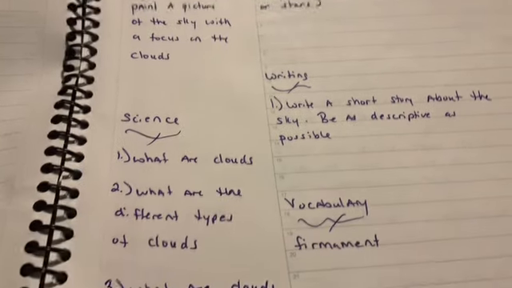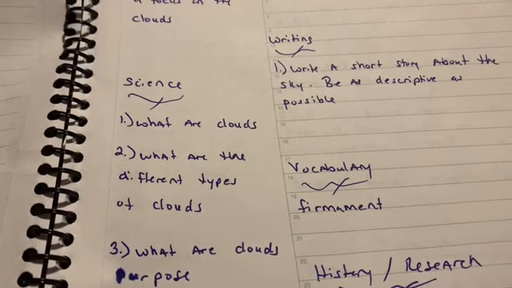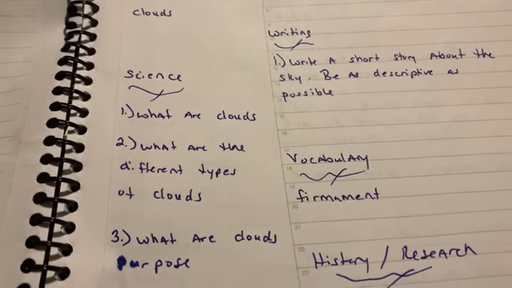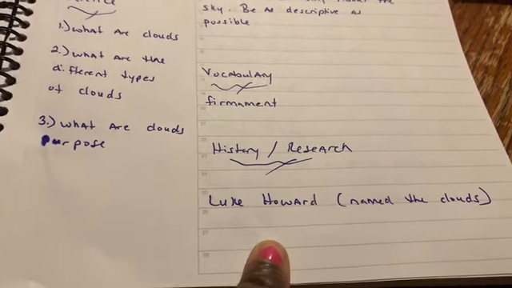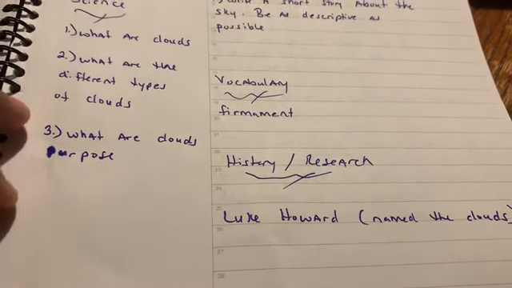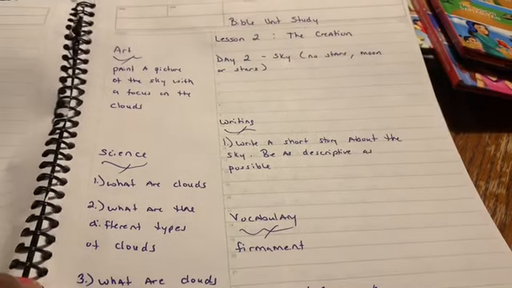And for science, because there were no stars or moon yet, we're going to talk about the clouds. We're going to talk about what clouds are, what the different types of clouds are, and what the purpose of clouds is. Luke Howard is the person who named the clouds. So they're going to do a little research assignment on the computer to figure out who Luke Howard is.